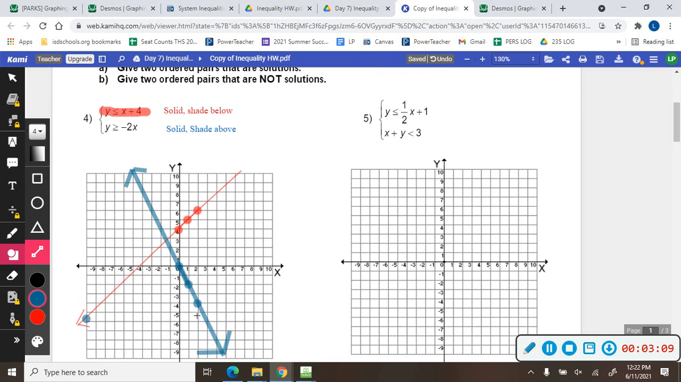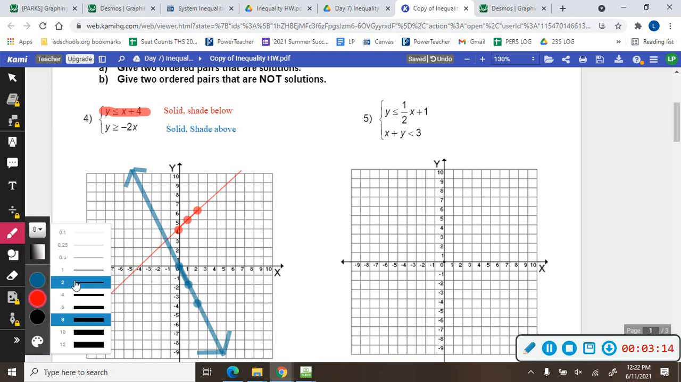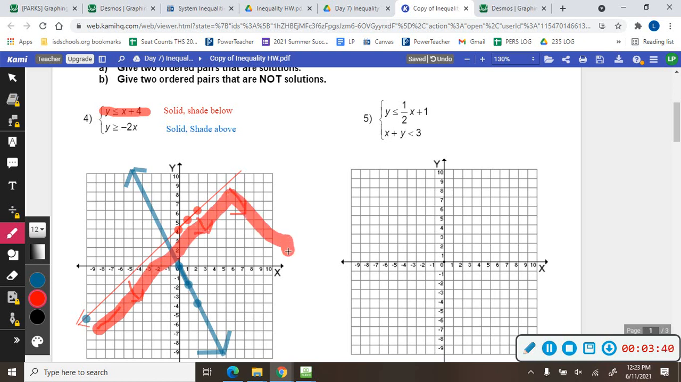So what that means, and sometimes I like to shade in the whole thing, sometimes I don't, but what I do know is the red line, I'm supposed to shade below, so I'm supposed to shade this way, everything below the line. So what I've seen some people do, which you could do, is shade everything underneath. So all of this and under, you're going to shade.